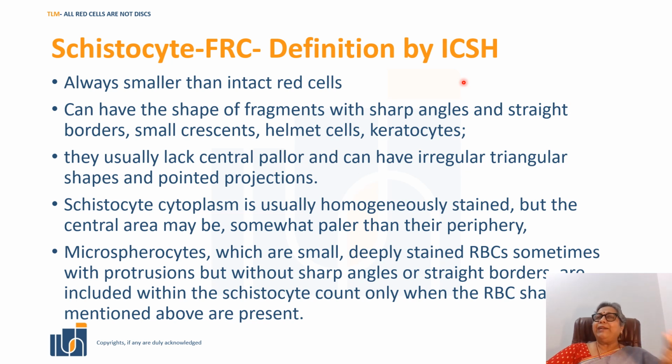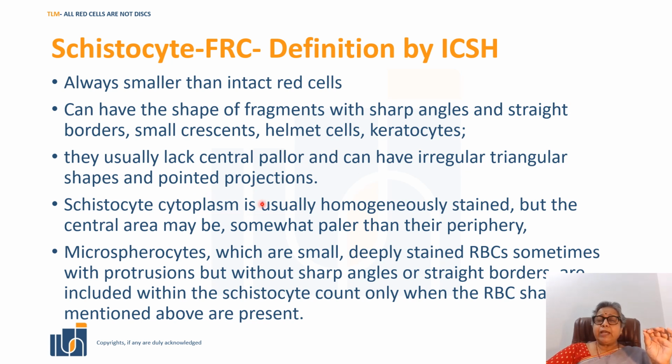So you can't call any random fragmented cell a schistocyte. It has to be smaller than the intact red cell. It can have the shape of a fragment with sharp angles, straight borders, small crescents, or helmet shape or keratocyte. So even the shape has been defined. It can't be a random shape. These schistocytes lack central pallor and can have irregular triangular shapes and pointed projections. So the projections in these cells, because of which they are called spiculated cells, can be pointed.